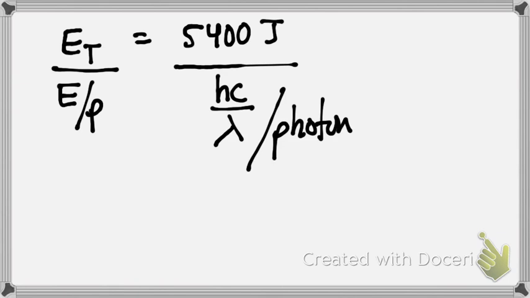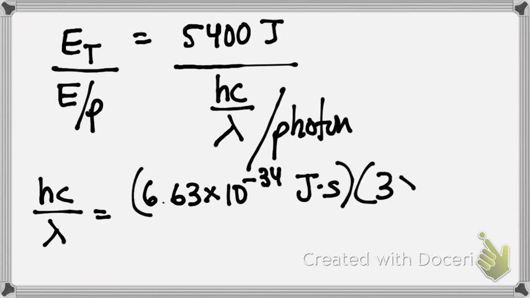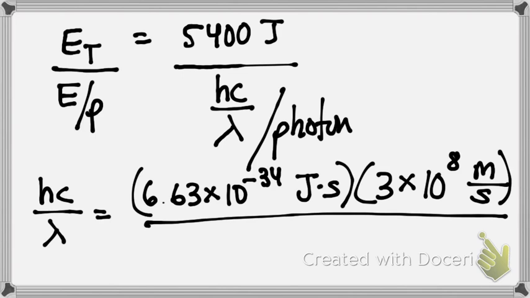So the next thing we need to do is to compute hc over lambda. H is 6.63 times 10 to the minus 34 joule seconds. Of course, C is 3 times 10 to the 8 meters per second. And we're dividing this by 540 nanometers, which is 5.4 times 10 to the minus 7 meters.